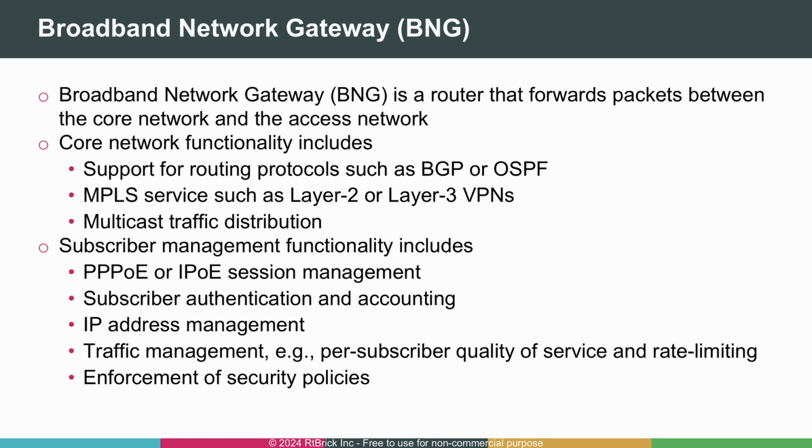Historically, the BNG was known as a Broadband Remote Access Server or BRAS, but we will use the term BNG throughout this presentation. At the BNG, customers are typically referred to as subscribers or users. The BNG acts as a router that forwards packets between the core network and the customer location, providing internet access. To interconnect with the core network, the BNG must support IP routing protocols such as BGP, OSPF, or IS-IS.